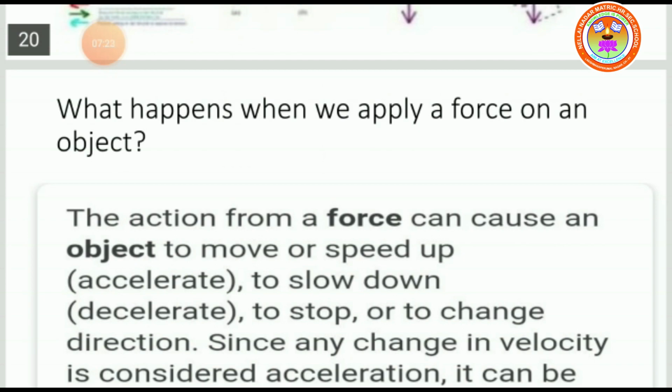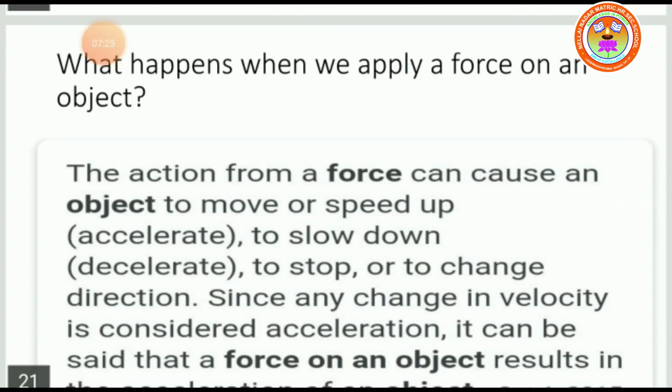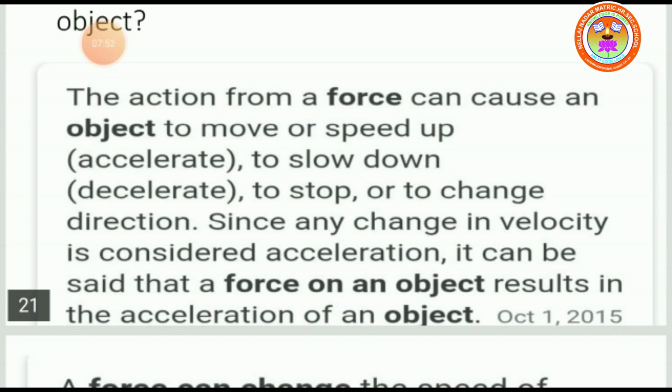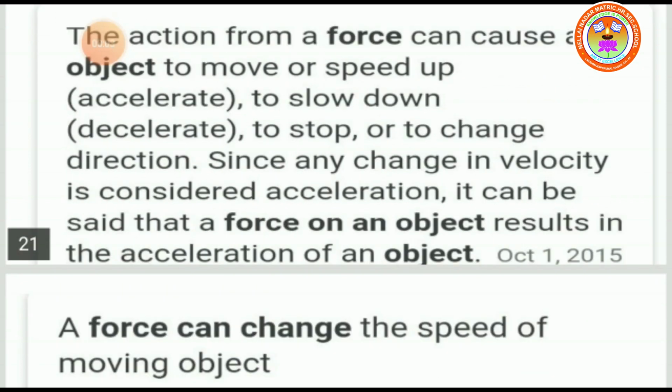What happens when we apply a force on an object? The action from a force can cause an object to move or speed up, that means accelerate, to slow down, decelerate, to stop, or to change direction. Applying force can change the position and shape of the object. Since any change in velocity is considered acceleration, it can be said that a force on an object results in acceleration of the object.